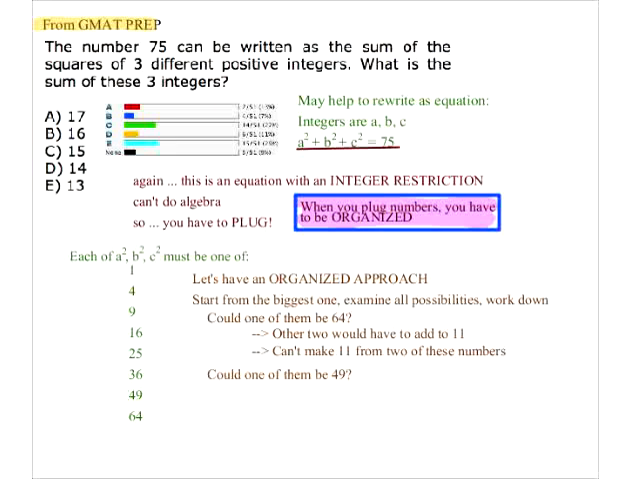That would mean that your other two would have to add up to 75, take away 49: subtract 50, add back 1, you get 26. You can make 26. That's 25 plus 1. So there's your three squares: 49, 25, and 1. So your three numbers have to be 7, 5, and 1.